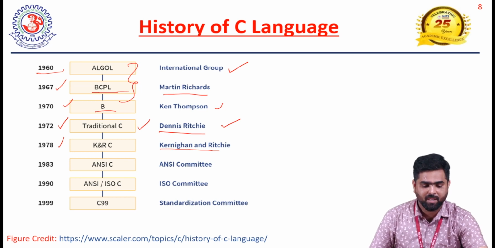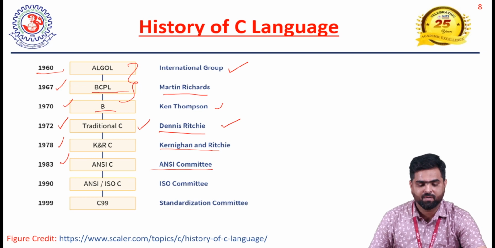After this, in the year 1983, the C language was standardized by ANSI, the American National Standards Institute, in the year 1983. That's why we call it ANSI C, which is standardized by the ANSI committee.